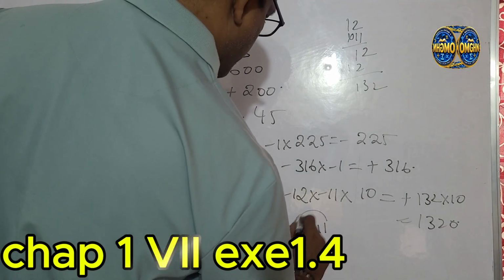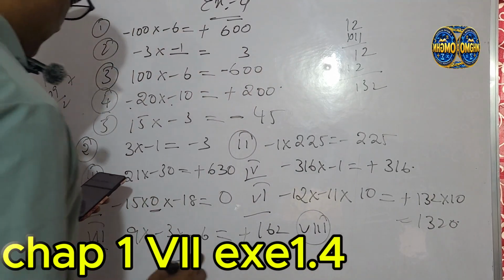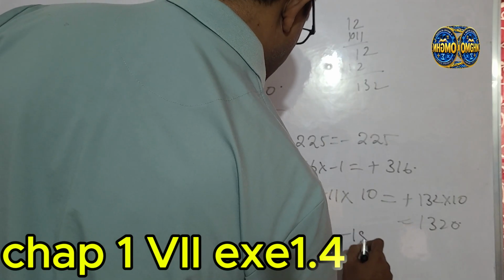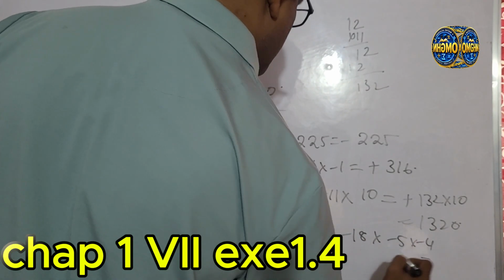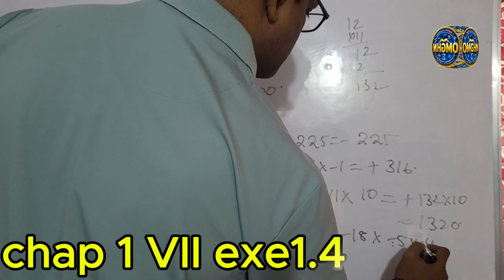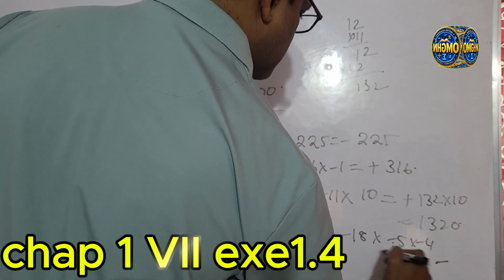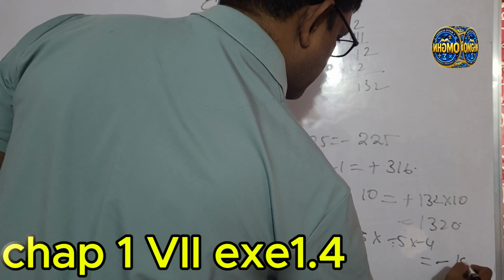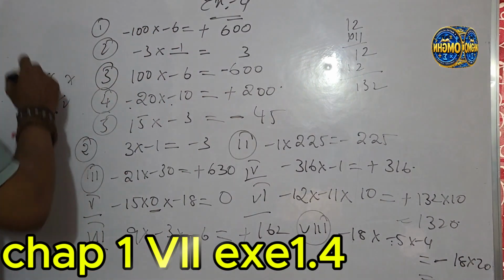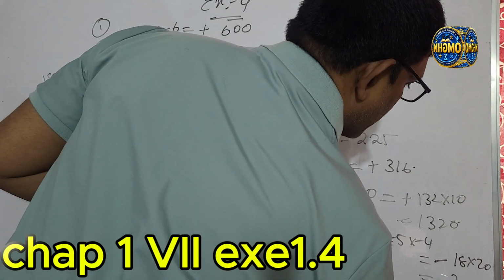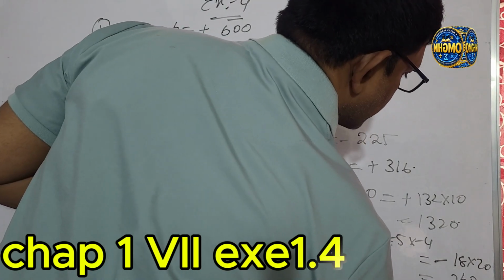Eighth one. That is minus 18 into minus 5 into minus 4. Minus into minus plus, plus into minus minus. That is 4 5s are 20. Multiplying, how much will it come? 360. Minus 360.